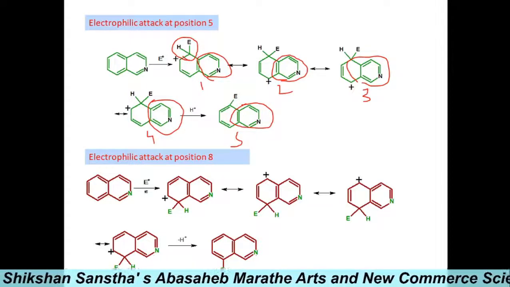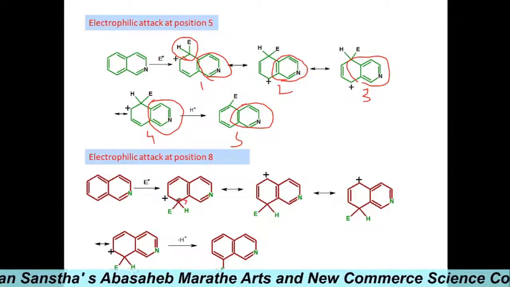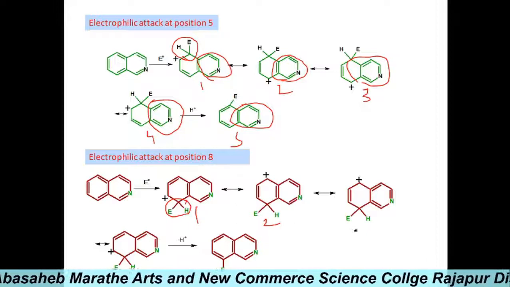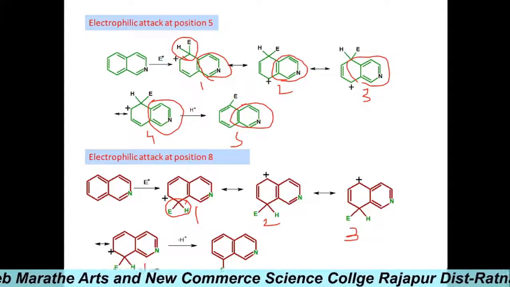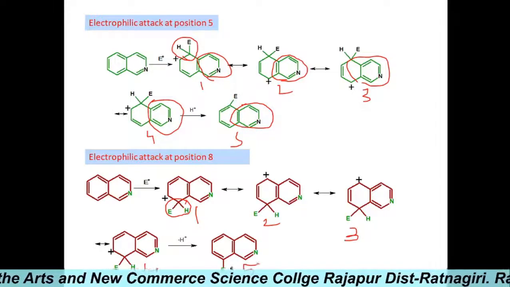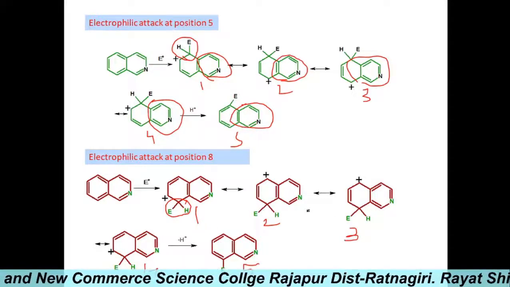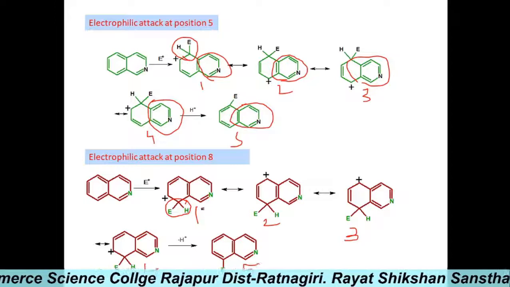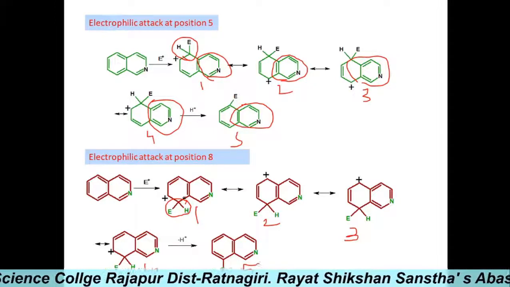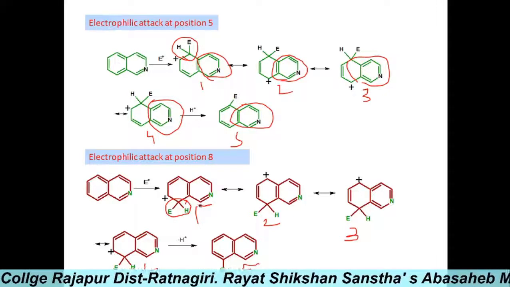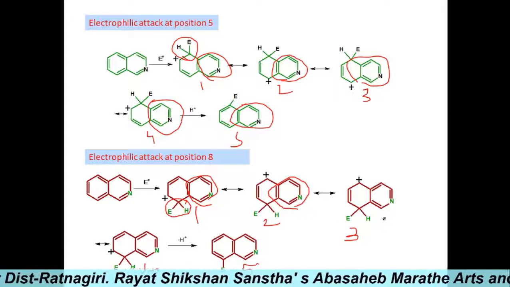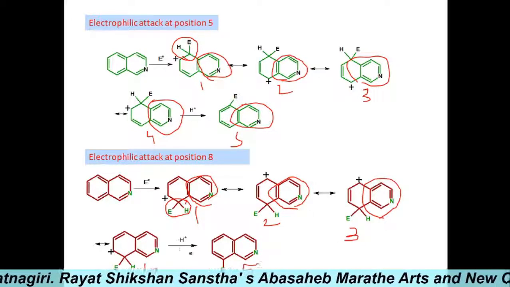Similarly, electrophilic substitution at the 8 position also shows structure 1, 2, 3, 4 and 5, and in all these structures the aromaticity is not disturbed by delocalization in forming the intermediate carbocation. See here, in structure first the aromaticity remains the same and is not disturbed, and it is also not disturbed in the others.